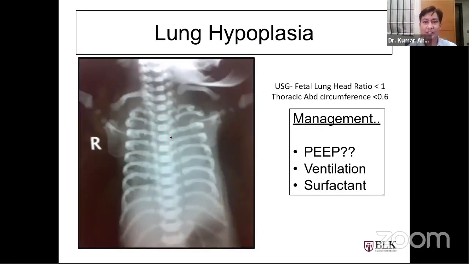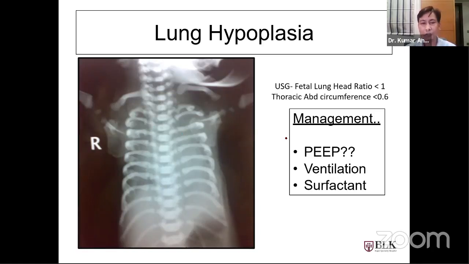Uncommonly, we can find lung hypoplasia. Nowadays you can diagnose lung hypoplasia antenatally with ultrasound if the fetal lung to heart ratio is less than 1 and the thoracic abdominal circumference ratio is less than 0.6. If you know that the baby is going to be born with lung hypoplasia, you can change the management. Like in this case, you can see the FRC is very low. The lung volume is low, and on both sides the lung is not visible at all.